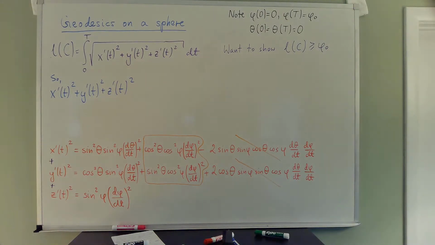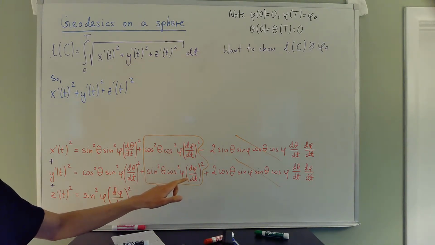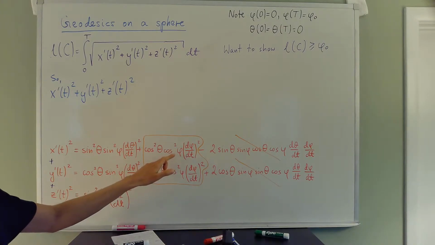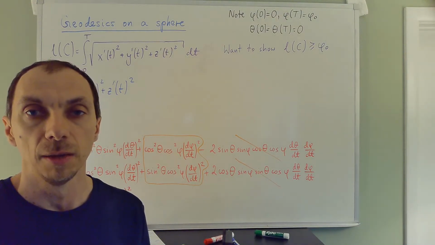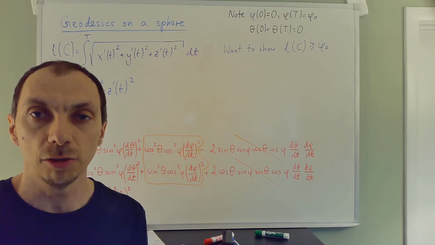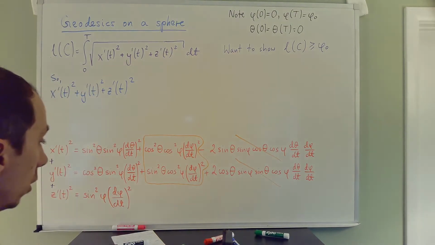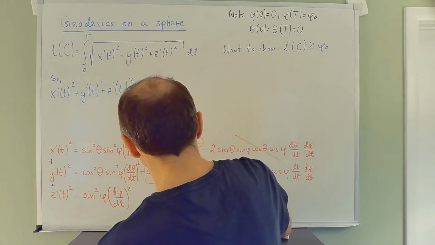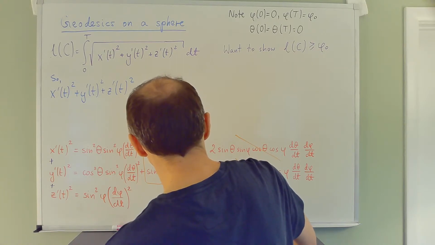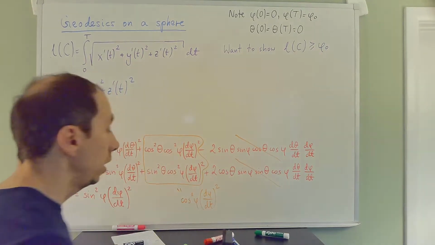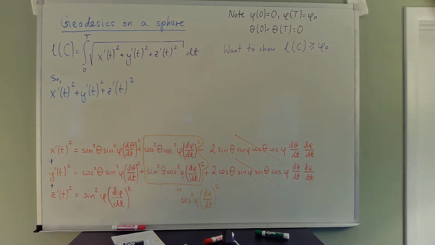What do I have here? Well, both of these terms have a common factor, namely cosine squared phi d phi over dt. So I can factor out that cosine squared phi d phi over dt, and what I will have left inside the parentheses would be sine squared theta plus cosine squared theta. But sine squared plus cosine squared of the same angle is 1. So this thing gives me cosine squared phi d phi over dt squared times 1. So that's all I get from here.